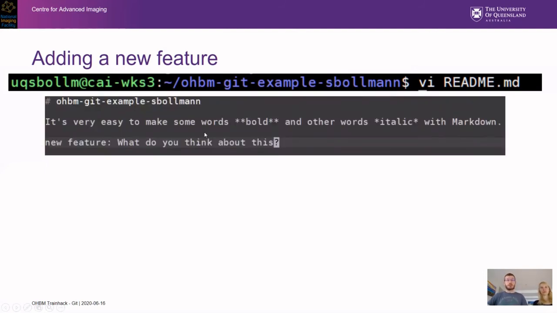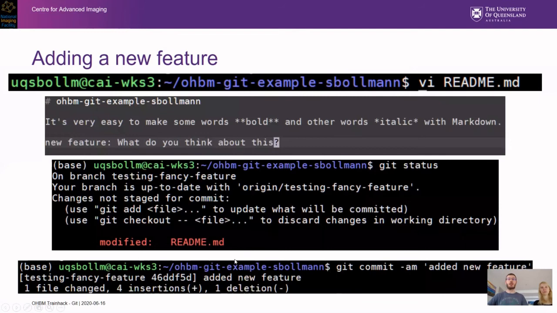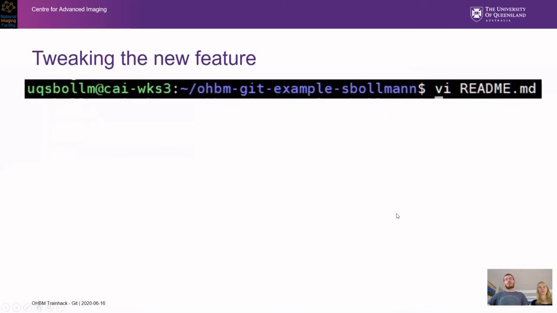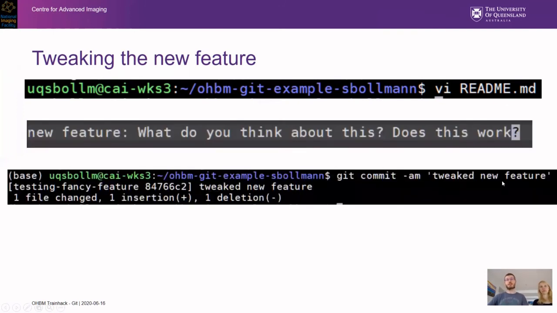So you add a new feature, and then first you check what did I do. With git status, you see now there is a modified file, readme.md. Great, that's what I changed. So I want to create a commit, and I say I added this new feature. The problem is, what's very often happening is you try to do a new feature and it seems to work, you commit it, and then you realize, oh, it didn't work. And you go back and you have to tweak the new feature. So you go back and you add more things and you create new commit messages.